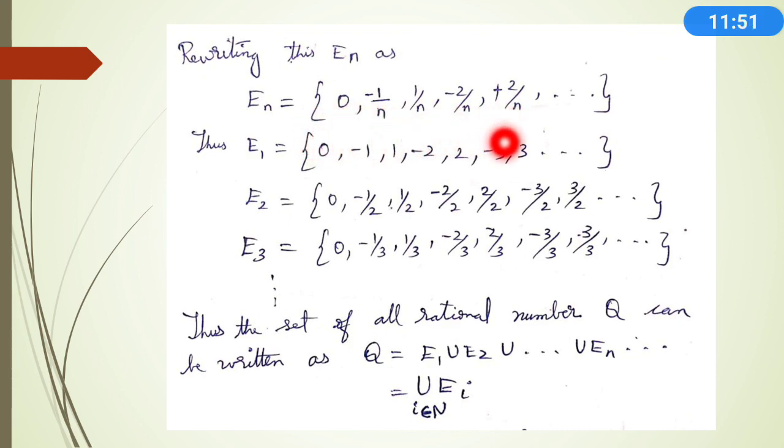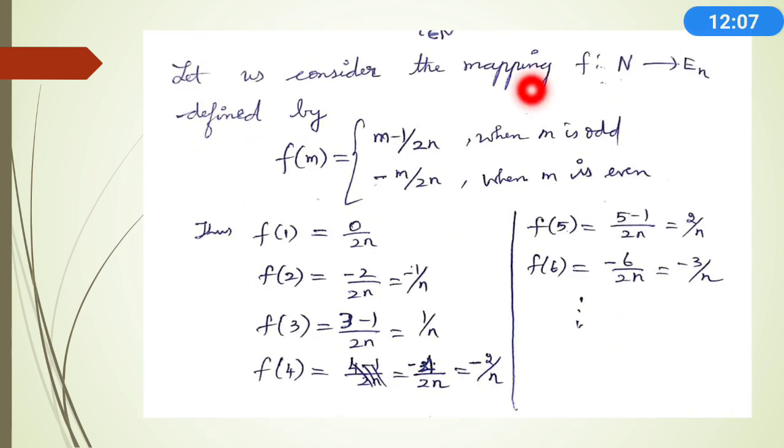From this En, I am going to give a general form of it. To prove any infinite set to be countable, I have to prove that there exists a function which is what? One to one and onto. So for that, I am going to define a function f from N to En.